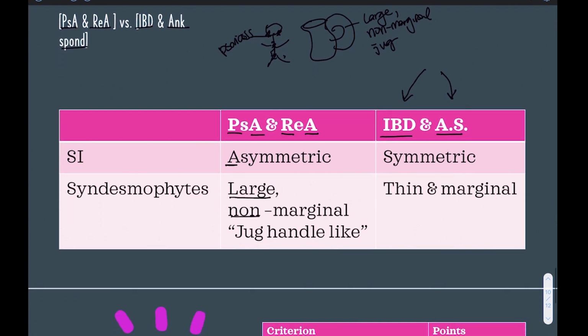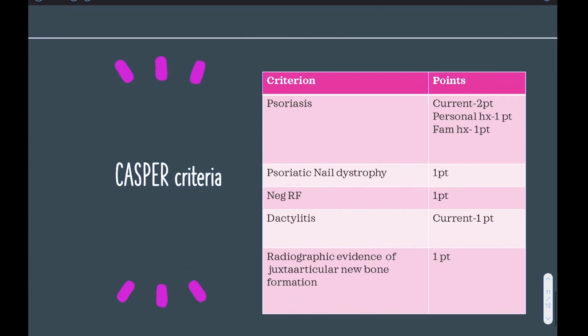CASPAR criteria. We already mentioned the CASPAR criteria, so I'll briefly go over this. There's a total of 5 criteria and you need 3 points. The criteria have a specificity of 98.7% and a sensitivity of 91.4%, although the values may change for people with axial skeleton dominant disease. To review each criterion, psoriasis is the only criterion that can give you 2 points at once. You can get 2 points if the patient has a current episode of psoriatic skin or scalp disease as judged by a dermatologist or rheumatologist.